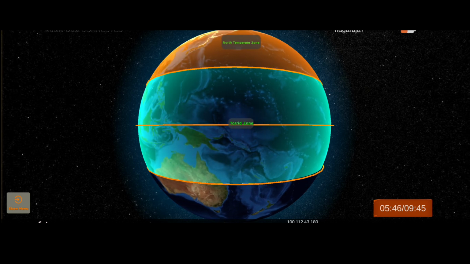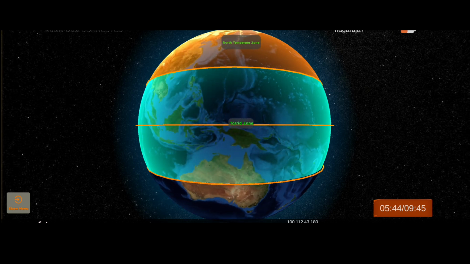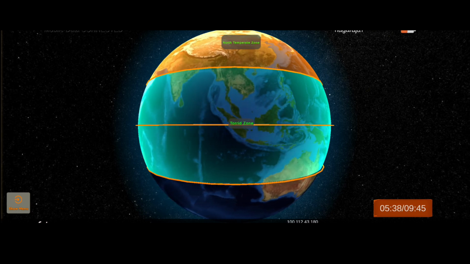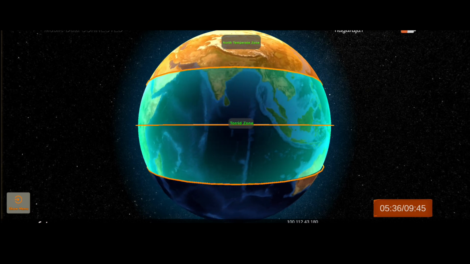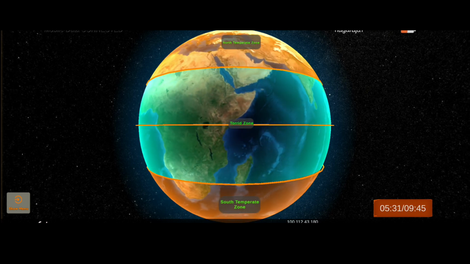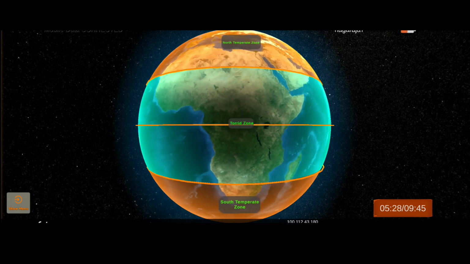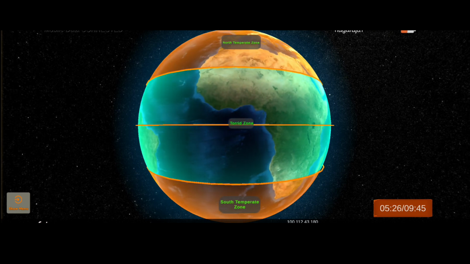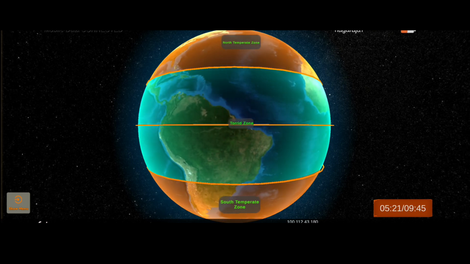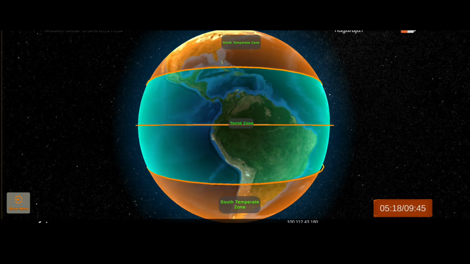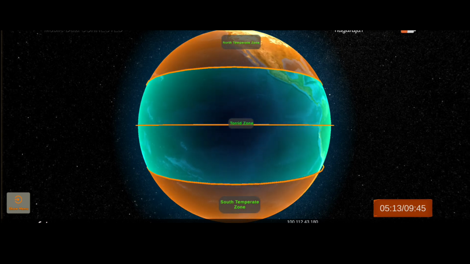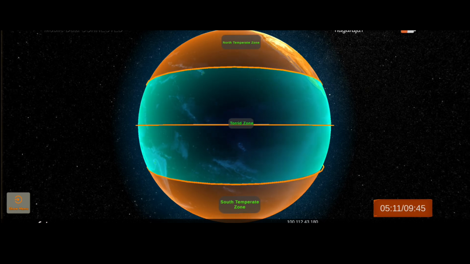Next, we move on to the wonderful temperate zones. This zone is known as the North Temperate Zone in the Northern Hemisphere and stretches between the Tropic of Cancer and the Arctic Circle. In the Southern Hemisphere, it is called the South Temperate Zone and extends between the Tropic of Capricorn and the Antarctic Circle. The temperate zones generally have milder temperatures compared to the torrid zone. These zones have clear seasonal variations, with warm summers and cool winters.